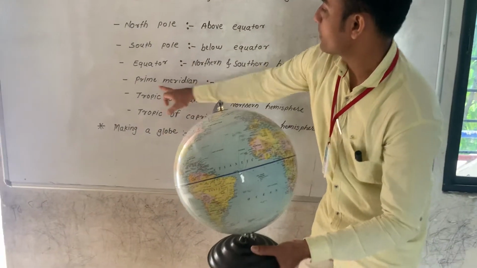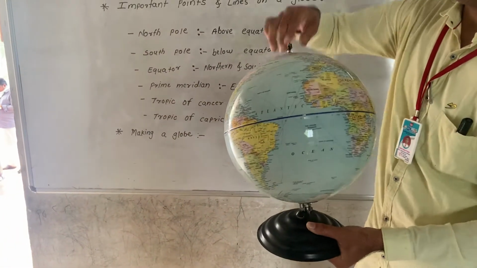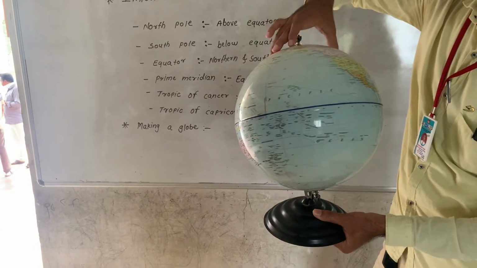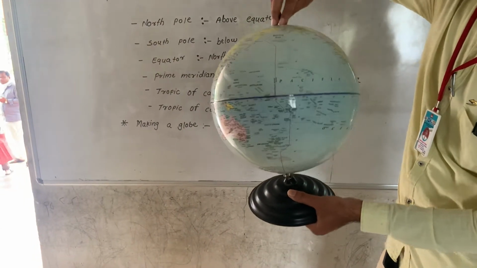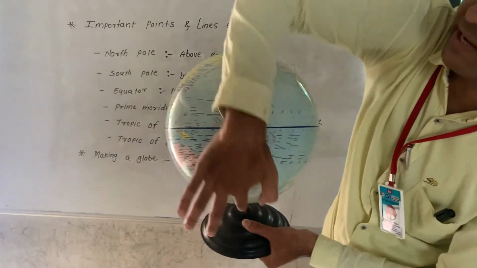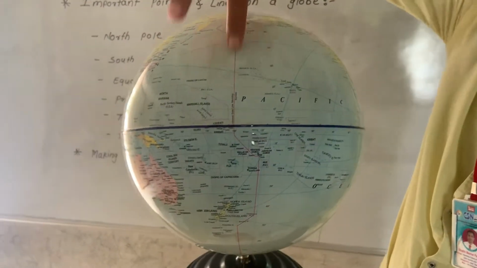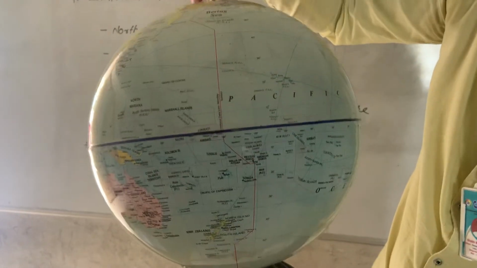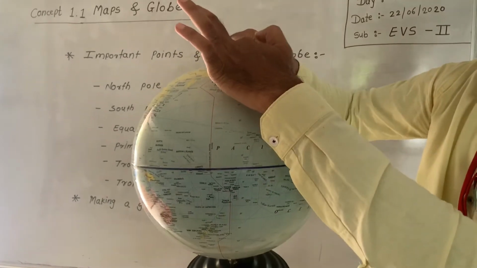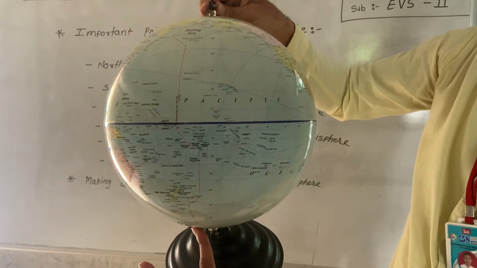The next one is the prime meridian. The prime meridian is the vertical line. Can you see the vertical line here? This is the vertical line, the prime meridian. Only half is there, from here to here, that is the prime meridian.